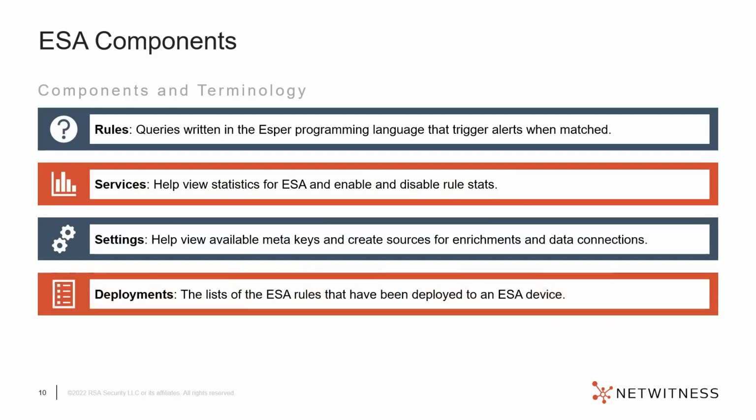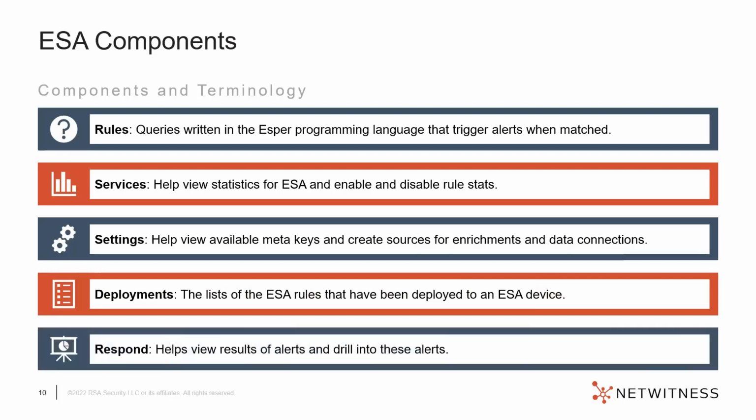Then we have deployments, which are the lists of the ESA rules that have been deployed to an ESA device. These deployments associate a rule or more with a specific ESA service or more. They are not covered in this session, but they are part of ESA. Finally, we have respond, which helps view results of alerts and drill into these alerts.